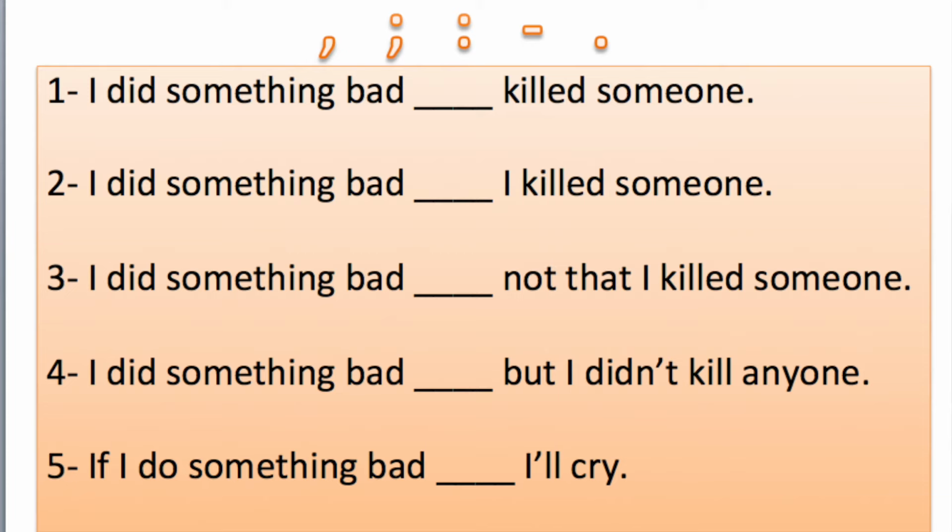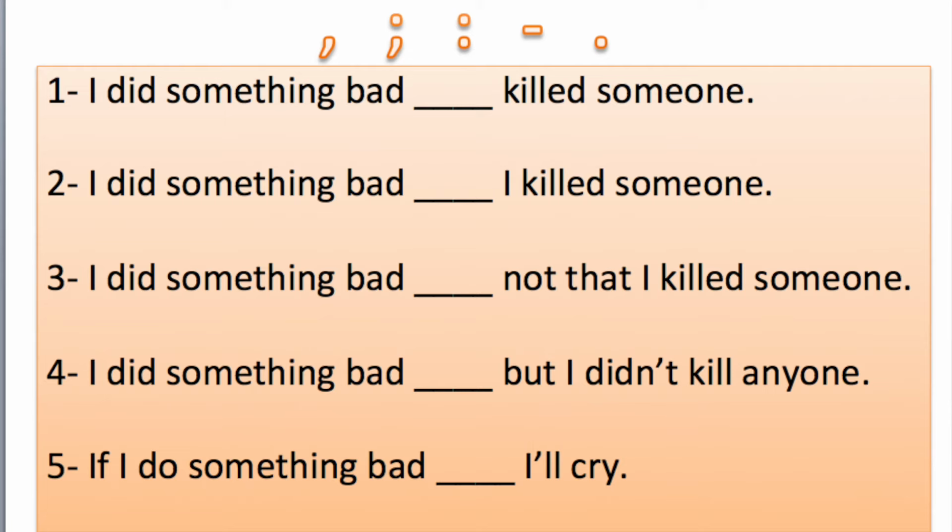Let's go through the answers. Number 1, I did something bad. That's a complete sentence. Killed someone is not a complete sentence. That equals the thing that I did bad. I did something bad, colon, killed someone. Sentence 2, it's almost exactly the same except for now we have the word I, killed someone, and that makes it a complete sentence. I did something bad, complete sentence. I killed someone, complete sentence, but there's no fanboy here.